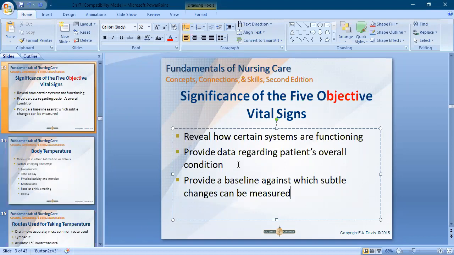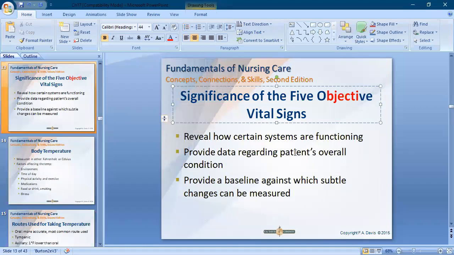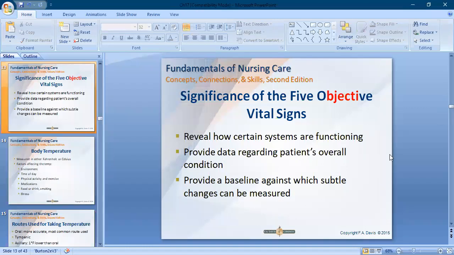And also they provide data regarding the patient's overall condition. If a patient is hospitalized, then you check, and after your treatment plan and interventions, after 2 days you check the vital signs, and if the vital signs are stable, it means your patient's condition is improving.